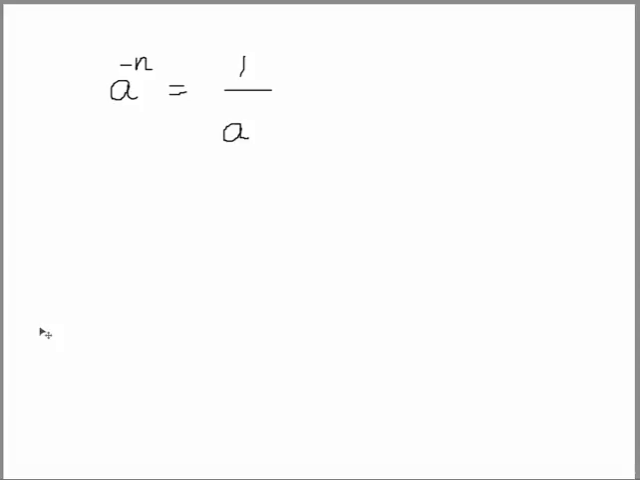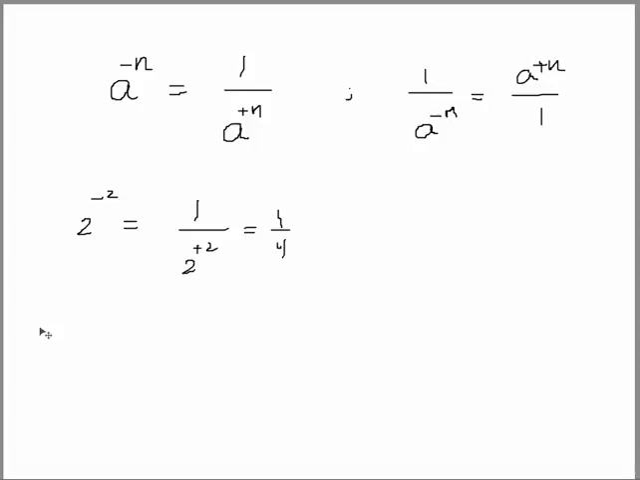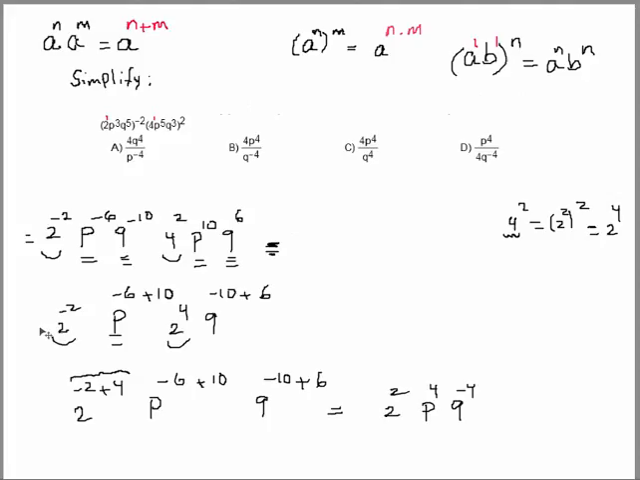If I bring this down here, that would become plus. It's also true if I have 1 over a to the power of negative n. If I move it to the top, I can make it positive. So in other words, if I have 2 to the power of negative 2, that would be 1 over 2 to the power of positive 2, which is equal to 1/4. So a to the power of negative exponents refer to the numbers that are less than 1, like 1/4, 1/2, 1/3, and so on.